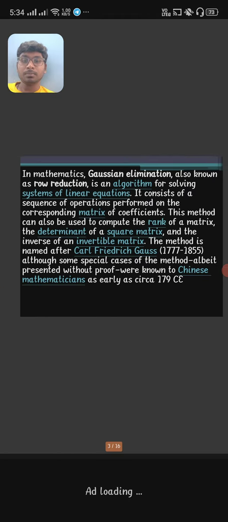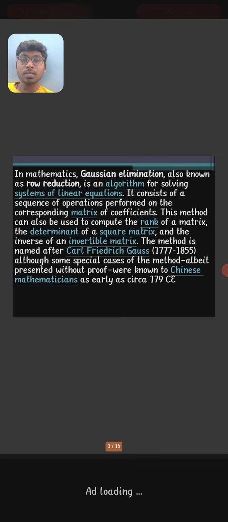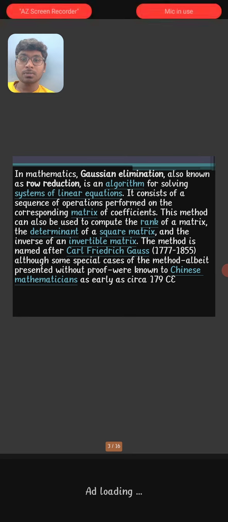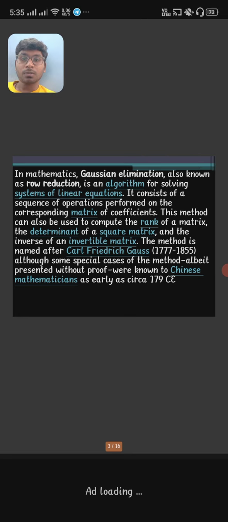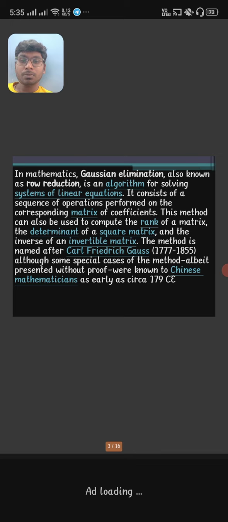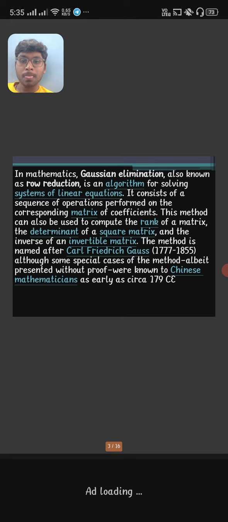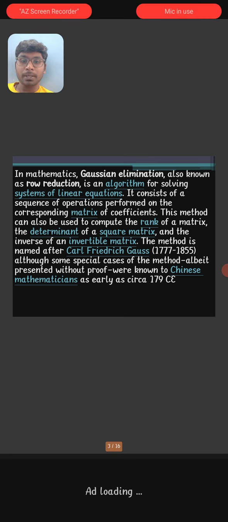My topic is about Gaussian elimination method. In mathematics, Gaussian elimination, also known as row reduction, is an algorithm for solving systems of linear equations. It consists of a sequence of operations performed on the corresponding matrix of coefficients. This method can also be used to compute the rank of a matrix, the determinant of a square matrix, and the inverse of an invertible matrix.